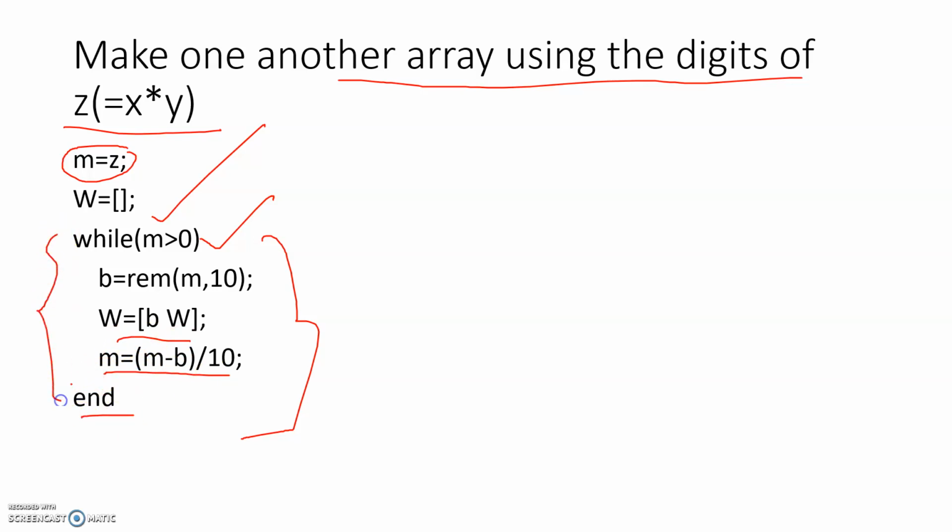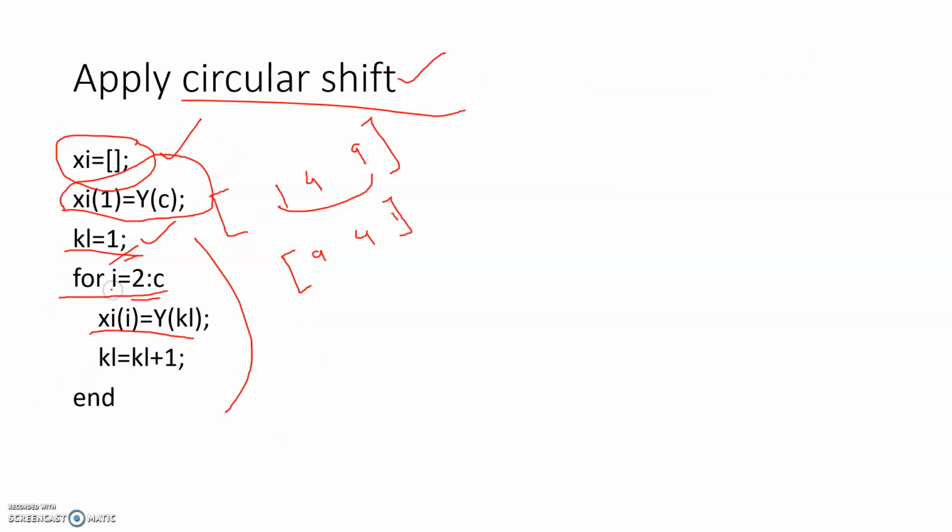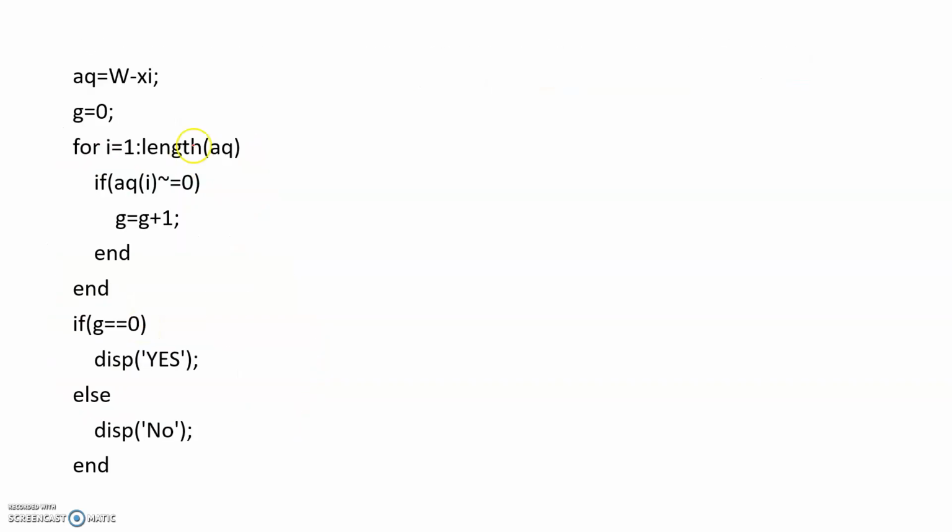Now we have to check whether this w array is equal to this xi array or not. If those are equal, then only it will be counted as a parasitic number, otherwise not. So what I have done: aq equal to w minus xi, that is, aq is an array which performs element-by-element subtraction and stores the results in aq. And g equal to 0, one counter I have taken. Then for i equal to 1 colon length of aq, if aq of i is not equal to 0, then g equal to g plus 1.